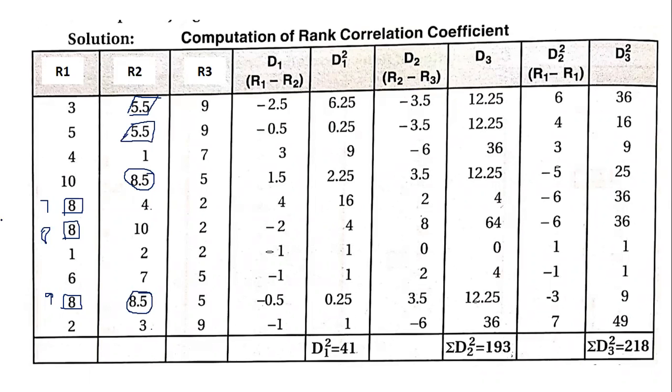So in the first, R1, rank Judge A, 8 is repeated 3 times. In R2, that is Judge B, 5.5 is repeated 2 times and 8.5 is repeated 2 times. Now let us check the same thing for the last judge. If you see here, there is no 1 at all, but 2 is repeated 3 times. Correct? So 2 is repeated 3 times means 1.